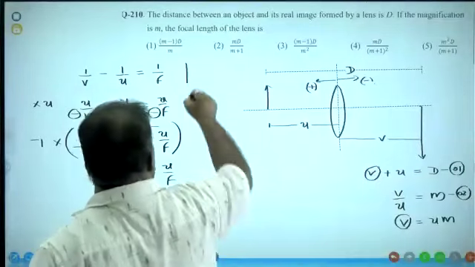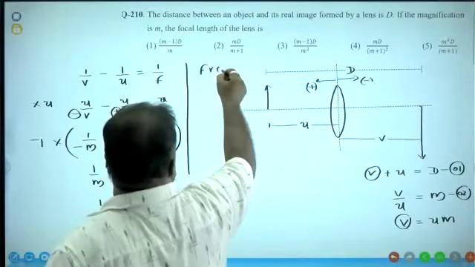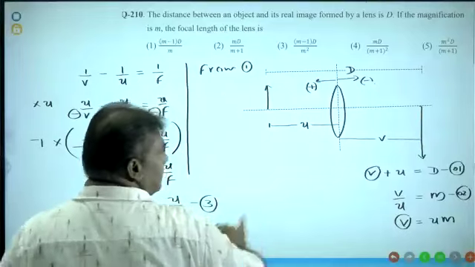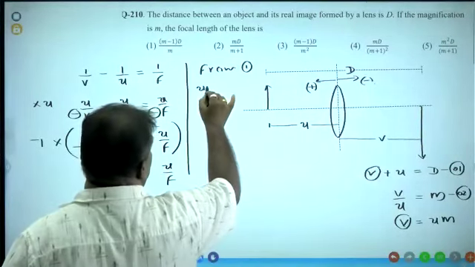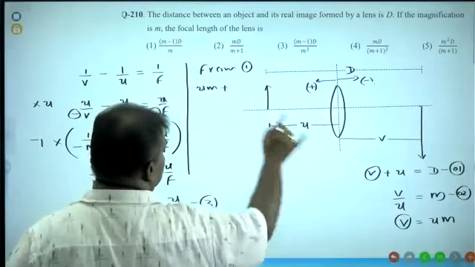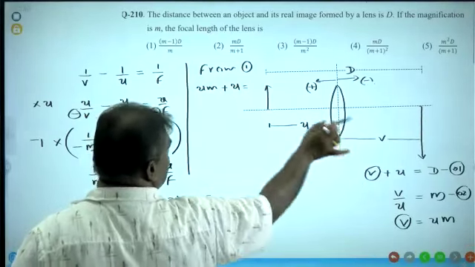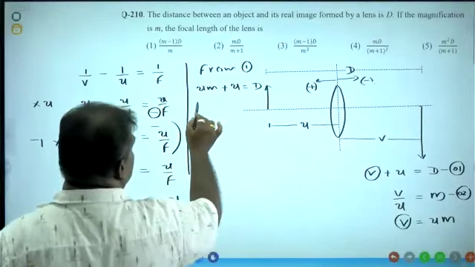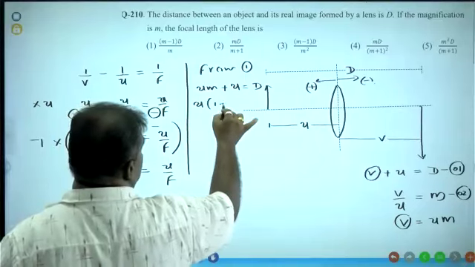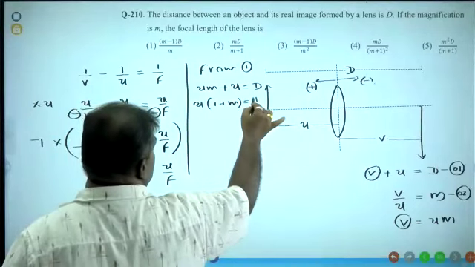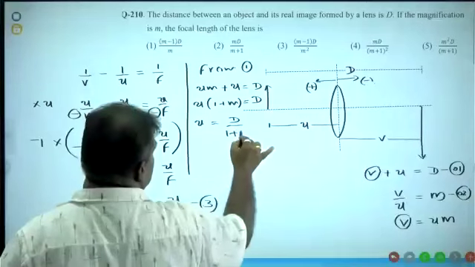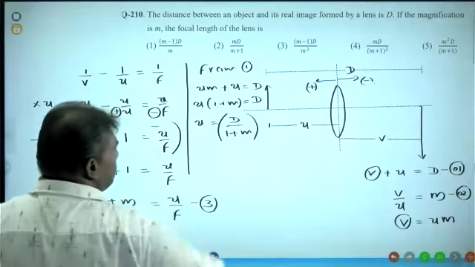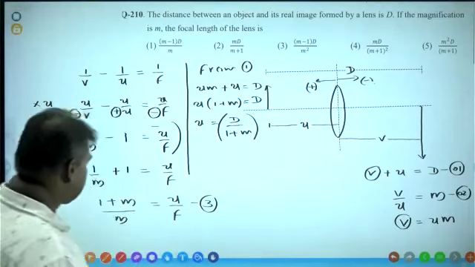Then from the first equation, we can say V plus U, where V is UM, plus U equal D, no? U is a common factor, take it out. 1 plus M equal D. Then U equals D over 1 plus M.